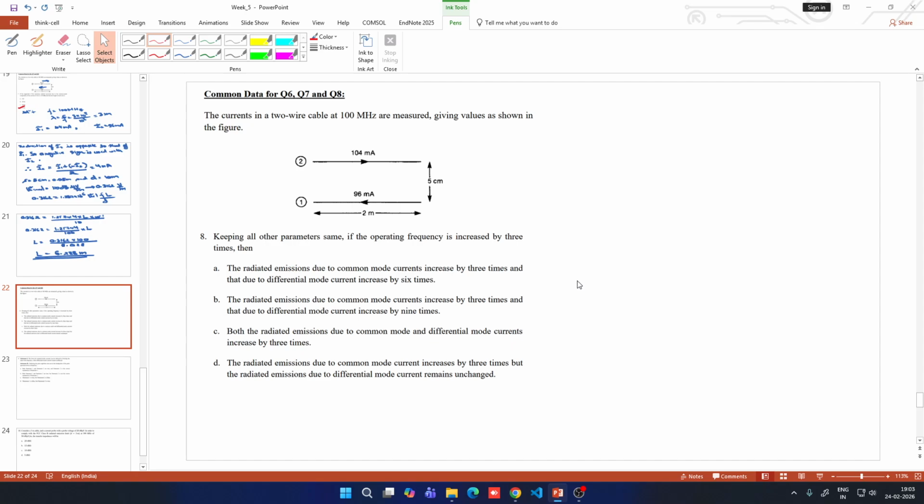The currents in a two-wire cable. Okay, this is the same data. Now question 8 is, keeping all the parameters same, if the operating frequency is increased by 3 times, then what will happen? So what it's asking is, increase the operating frequency by 3 times, and what will be the effect on the radiated emission due to common mode currents and due to differential mode currents. Okay, we know one thing.